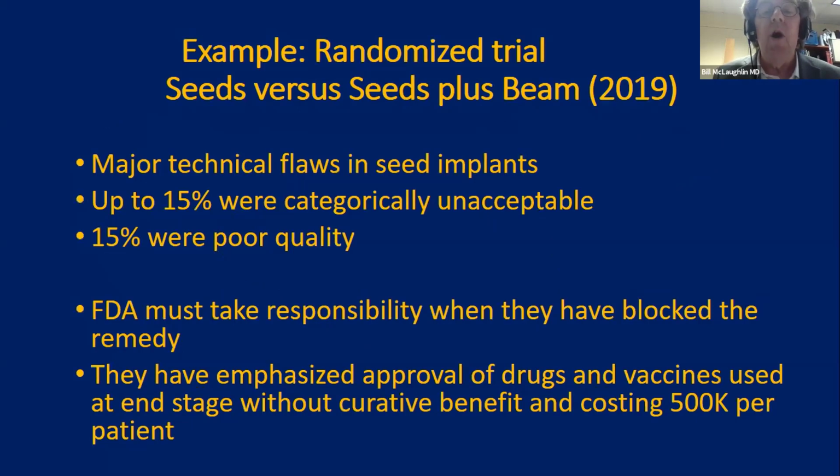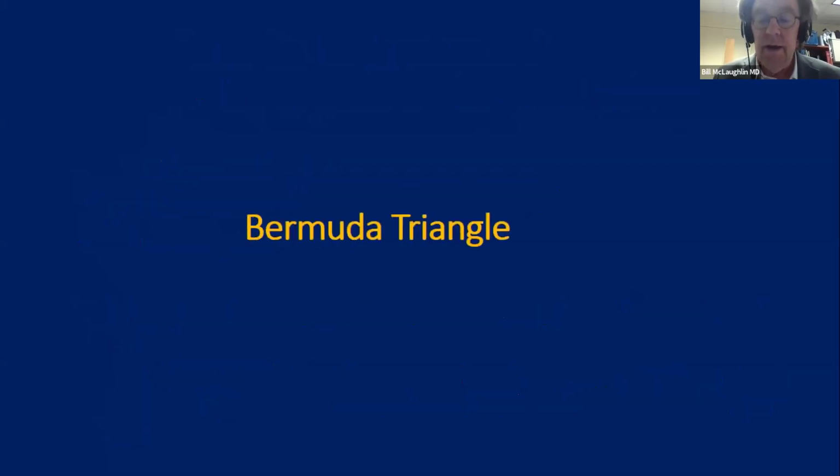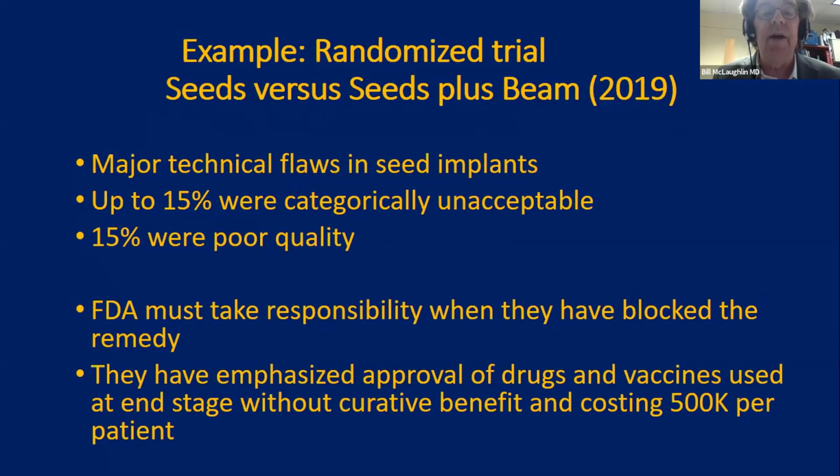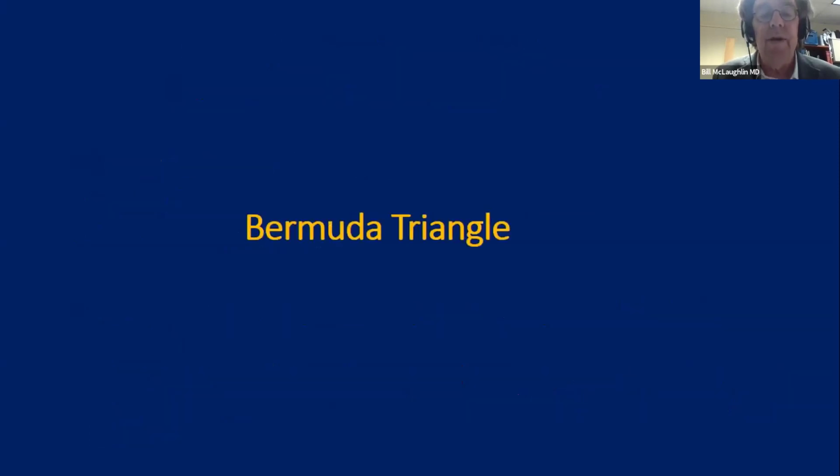So, and we know in current studies that this is an ongoing problem, and the FDA has to take responsibility because these major technical flaws are seen in current national studies. There's a national study completed last year. 15% of the implants in the study were categorically unacceptable, 15% were poor. So people are doing these and they're not correcting for these dynamic changes. They're doing implants that are just not acceptable. So I think FDA, there's a remedy. FDA has to see the problem.